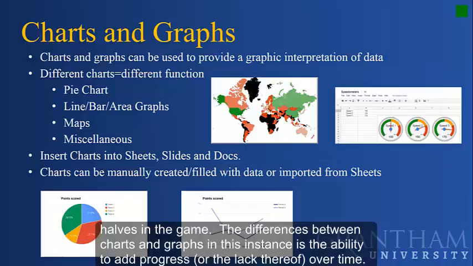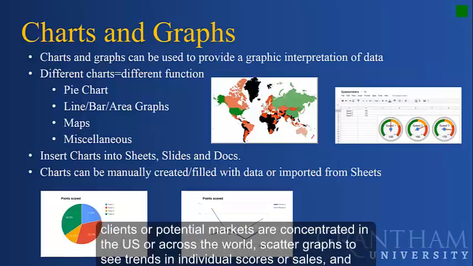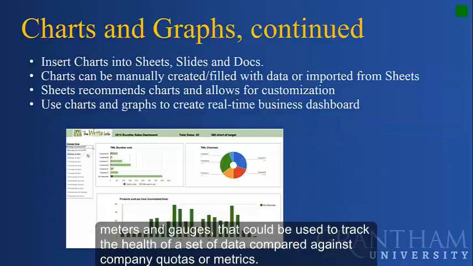The difference between charts and graphs in this instance is the ability to add progress, or the lack thereof, over time. Google Sheets has also made some fun charts and graphs to play with, including a map infographic that could potentially be used to see where clients or potential markets are concentrated in the US or across the world, scatter graphs to see trends in individual scores or sales, and meters and gauges that can be used to track the health of a set of data compared against company quotas or metrics.